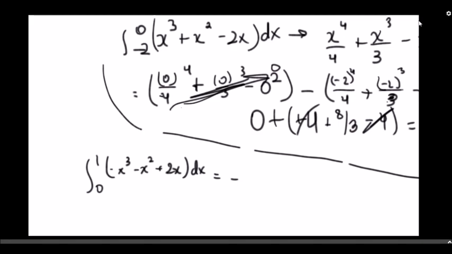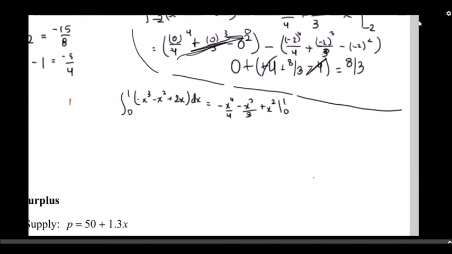So the antiderivative is negative x to the 4 over 4 minus x to the third over 3 plus 2x squared over 2, but the 2's there would cancel anyway, so that's just going to be x squared over 2, and that's evaluated between 0 and 1.